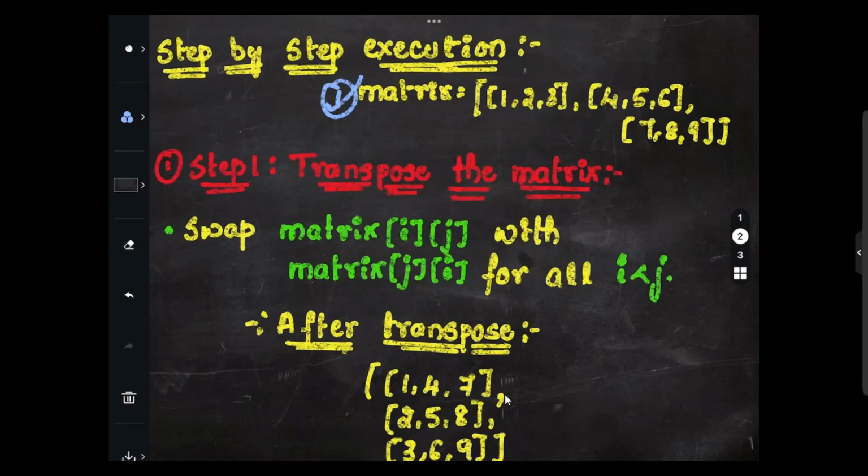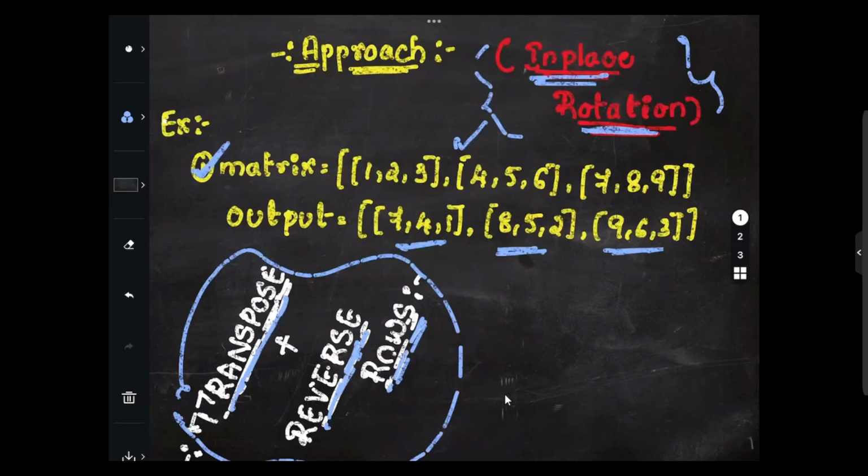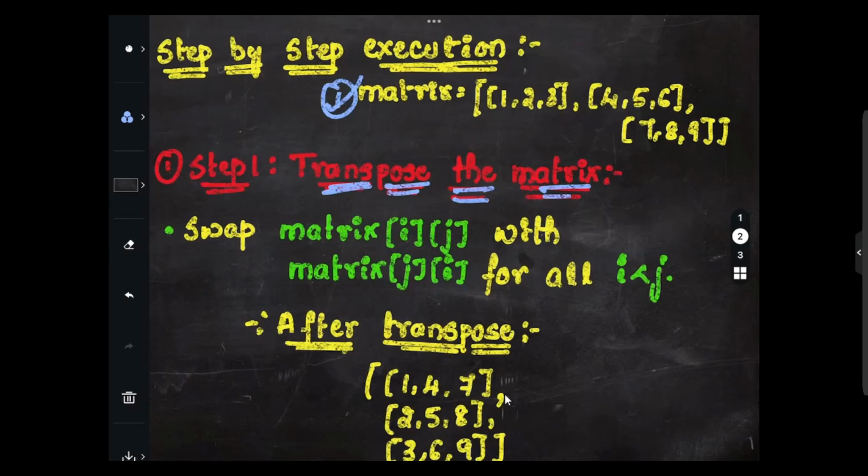Let's go with step 1 here: transpose the matrix. After transposing the matrix, we will go with reversing the rows, right? First, we will transpose the matrix. We will swap matrix of i j with matrix of j i for all i less than j, basically. First, we had 1, 2, 3, 4, 5, 6 and 7, 8, 9.